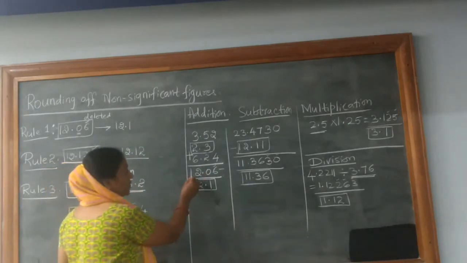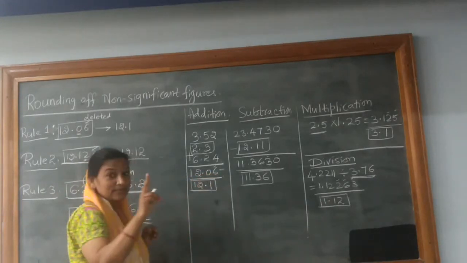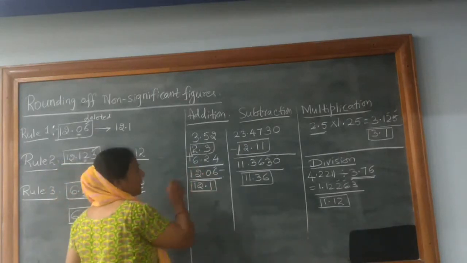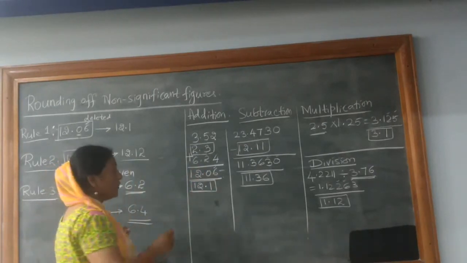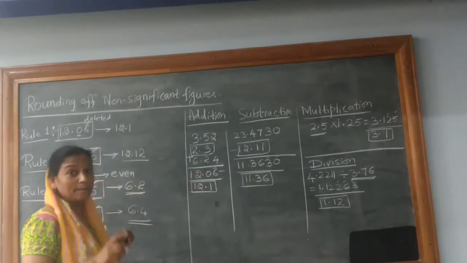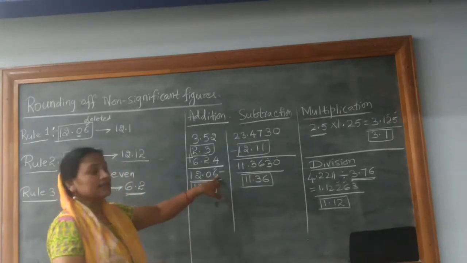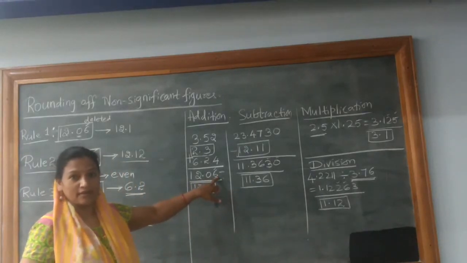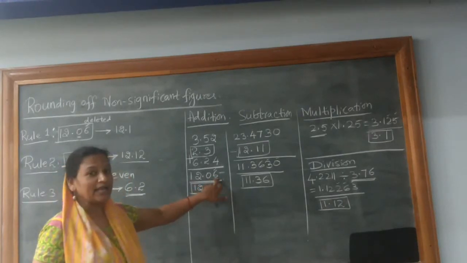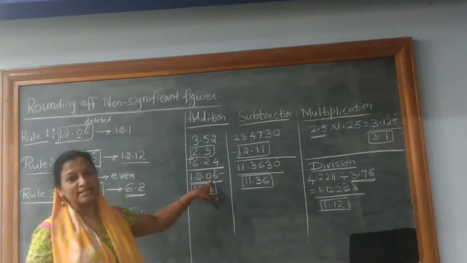Look at the value here, 12.06. How many digits are there? There are 2 decimal places. But the rule says there should be only one decimal place. Now you have to round off this 12.06 by deleting the last digit 6. Look at 6, it is greater than 5. As the rule for rounding off says, if the digit to be dropped is greater than 5, add 1 to the preceding digit.